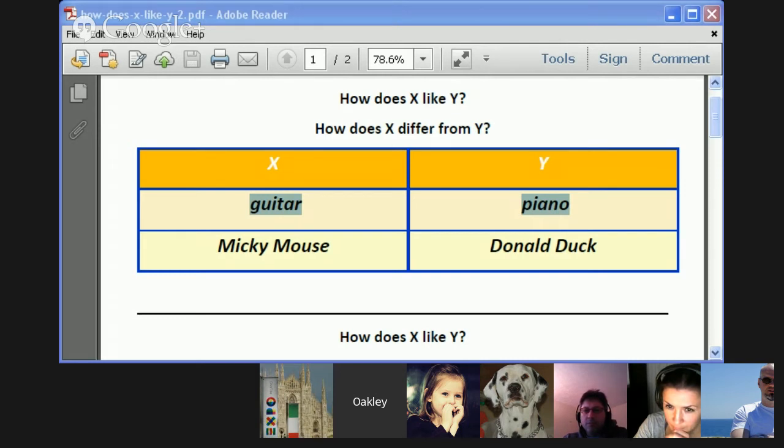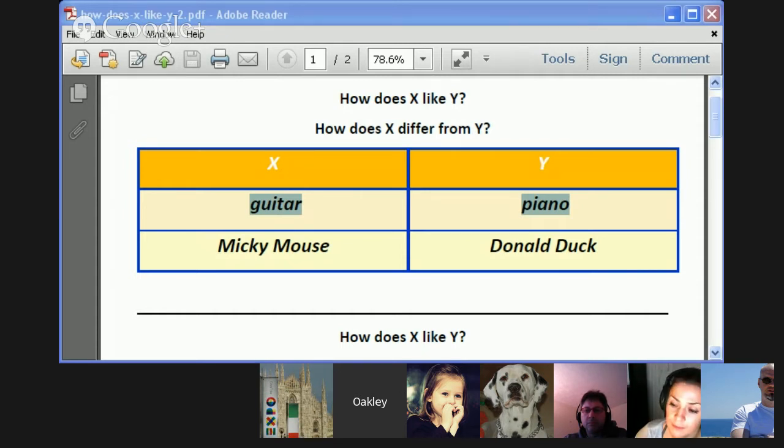Okay, Max, how are a guitar and a piano different? They have different weight. Okay, all right. A nice full sentence, as much as you can. A guitar and a piano have different weight.